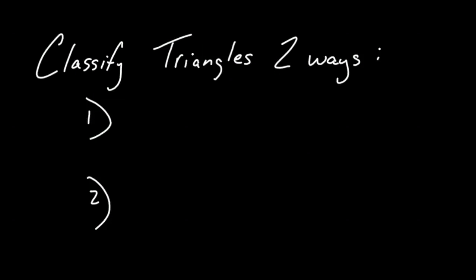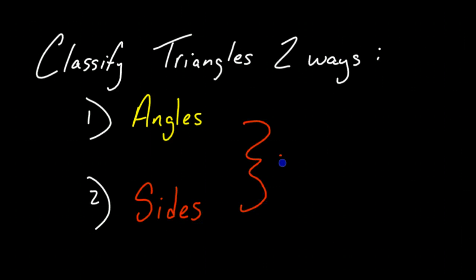So we can classify triangles using two different methods. One way is we're going to classify it talking about their angles, and the other way we're going to classify it talking about their sides. Now, in order to technically name them, we want to use both in the naming.